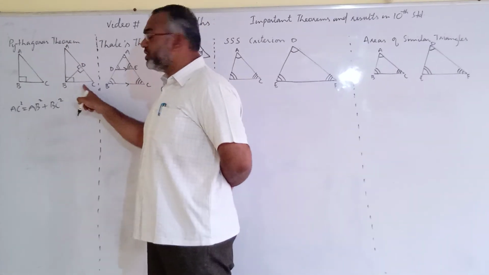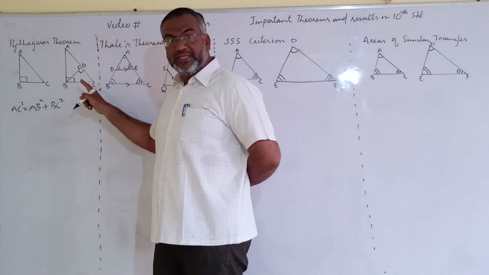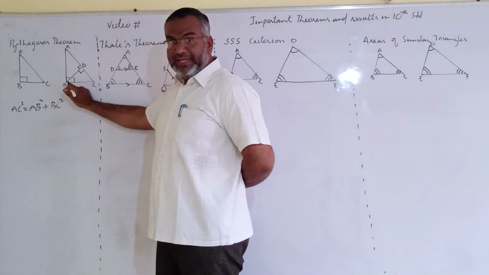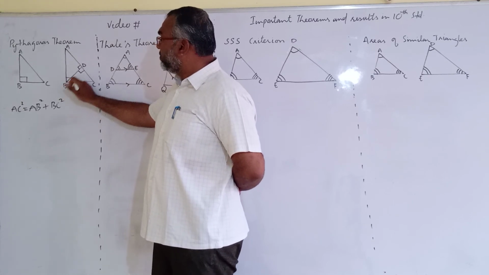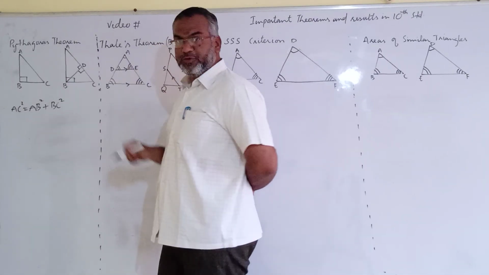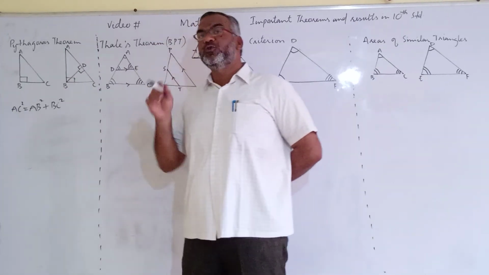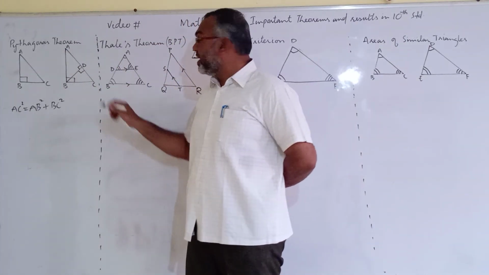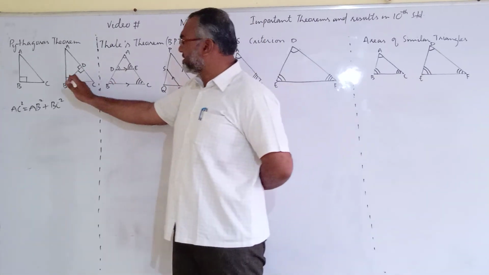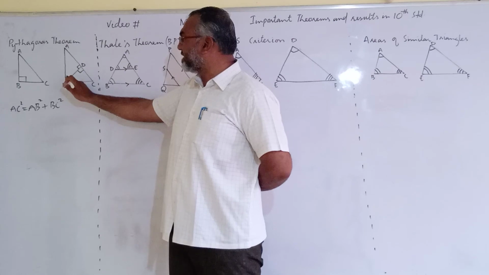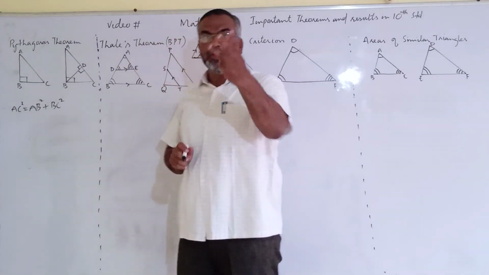Now come to this figure. I have drawn one more figure here. It is the same right triangle ABC, but in this triangle a line is drawn from the right angle which is perpendicular to the hypotenuse. BD is a line perpendicular to hypotenuse AC, and this line BD starts from the right angle vertex. B is the right angle vertex because at B we have the right angle. In this case, three important results are there.